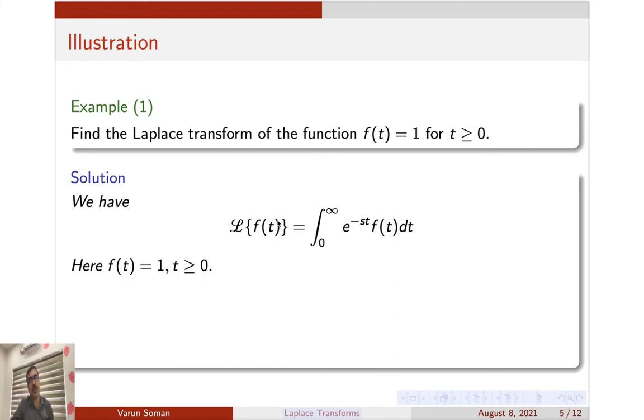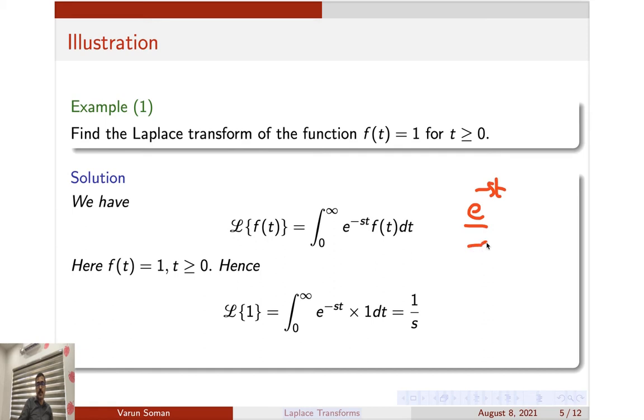The expression is here. If f of t is equal to 1, you will get e raised to minus st into 1. So it is simply e raised to minus st by minus s in the limits 0 to infinity. That is e raised to minus infinity, which is 0, provided s is positive. Otherwise it will be infinity, so the integral will not be defined. Minus e raised to 0 is 1, so it is actually 1 by minus s. So the final answer is 1 by s, where s is greater than 0.